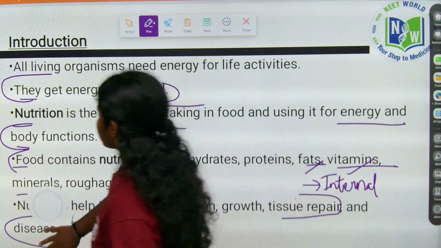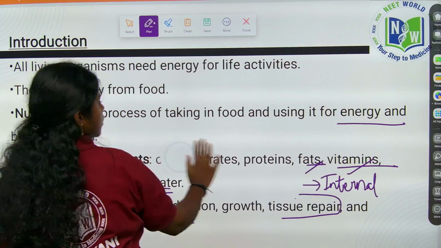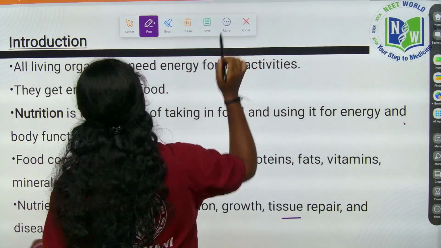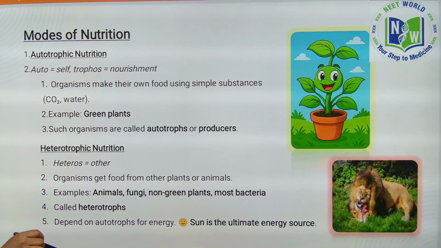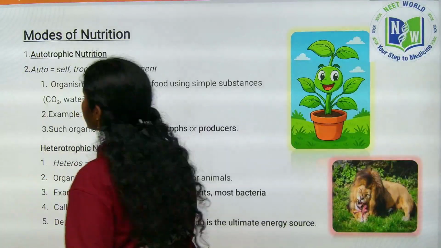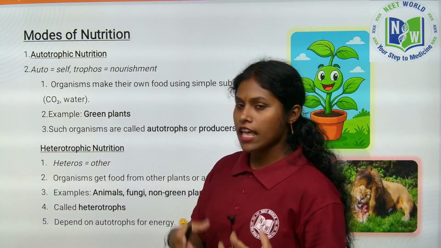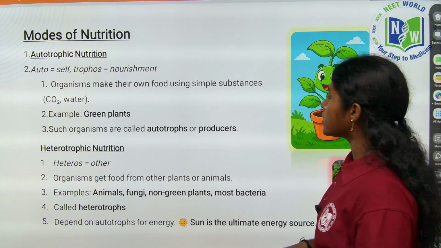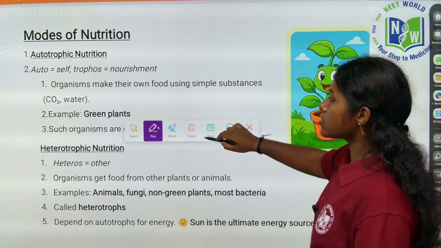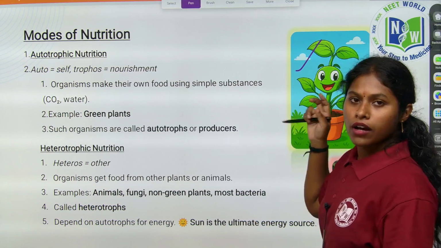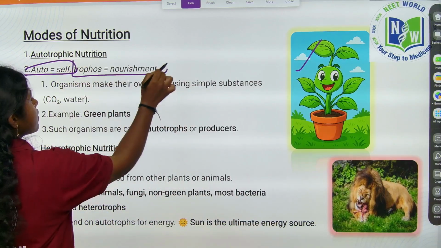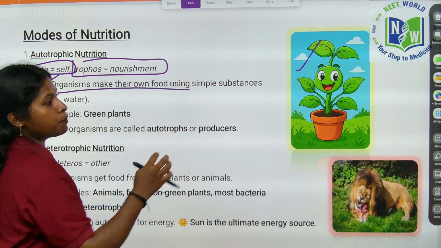So what are the modes of nutrition, children? Nutrition is of two types. What are they? One is autotrophic nutrition, another one is heterotrophic nutrition, right? First, see the autotrophic nutrition, children. Auto means self, trophe means nourishment. The best example of autotrophic nutrition is plants, the primary producers, universal food providers. So organisms make their own food.